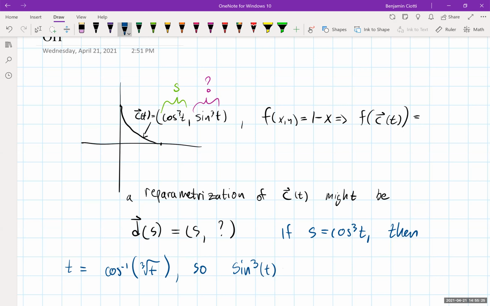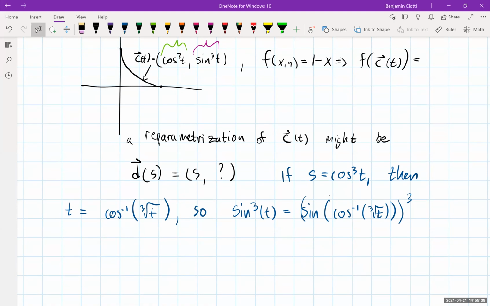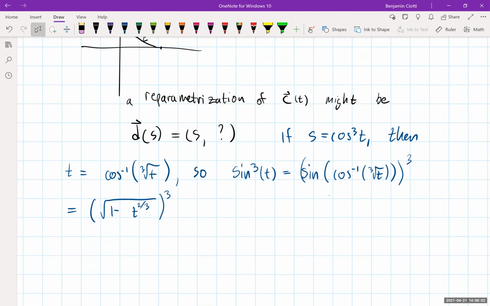Okay, yeah, that's what I thought. Sine of cos inverse of the cube root of t, all of that cubed. So let's see, sine of cos inverse is the square root of 1 minus t to the 2/3, and then all of this cubed. Is that what you said? Okay, let me see. That's t. Yeah, that's t.